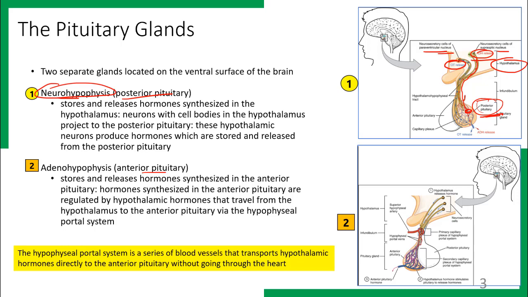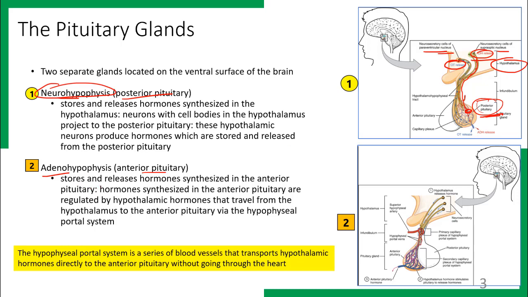The other pituitary gland is called the anterior pituitary or the adenohypophysis. Adeno refers to endocrine glands. And what happens in the adenohypophysis is that the cells in the anterior pituitary actually do synthesize the hormones that it stores and releases, right?